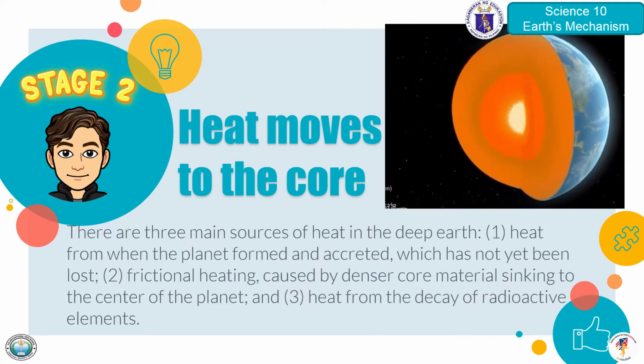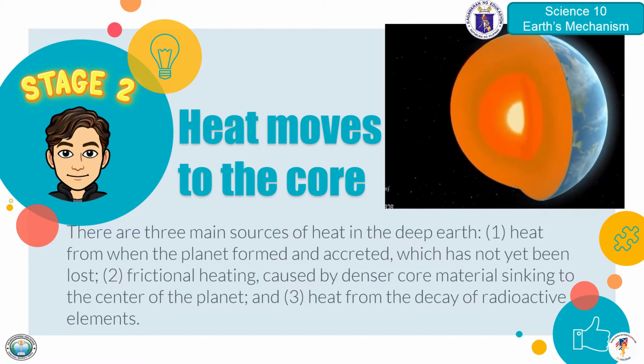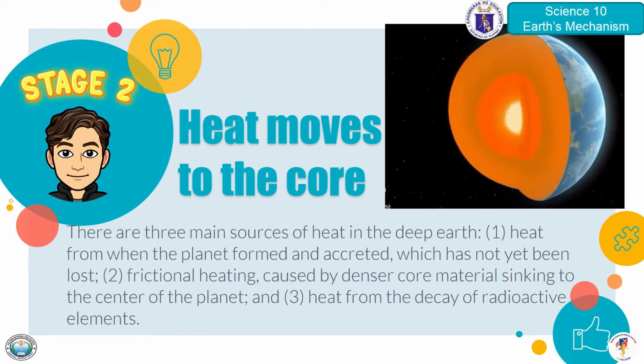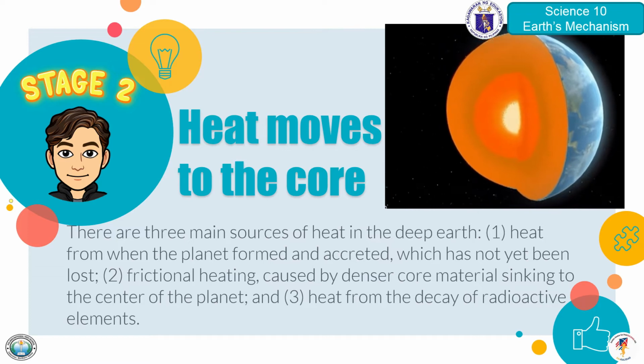There are three main sources of heat in the deep Earth. First one would be heat when the planet is formed and accreted, which has not yet been lost, and of course, from frictional heating caused by denser core material sinking to the center of the planet. And for the third one, the heat from the decay of radioactive elements.